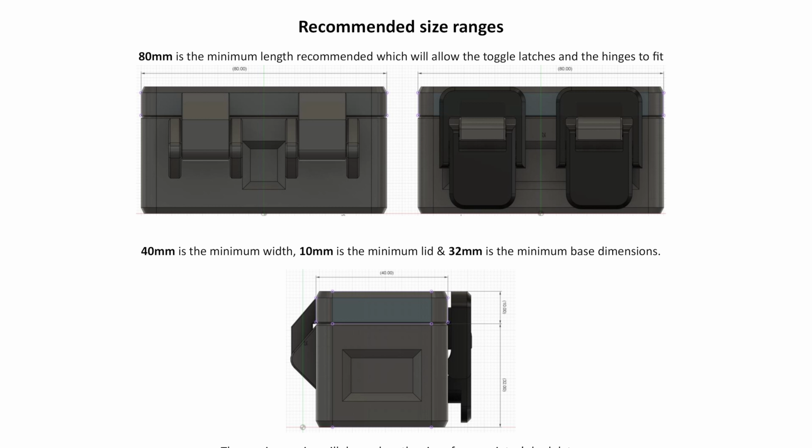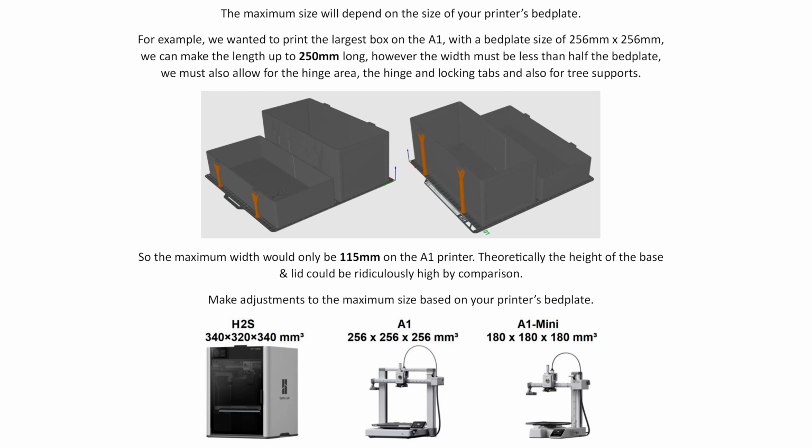Now for some guidelines. I recommend that you don't go below 80 mm for the case length. This will allow enough room to fit the two hinges. The minimum width is 40 mm, the minimum lid height is 10 mm, and the base of the case minimum height is 32 mm. The maximum size of the case will be based around your printer's bedplate size. For example, on the A1, the longest length will be 250 mm, which is pretty much the whole bed plate.